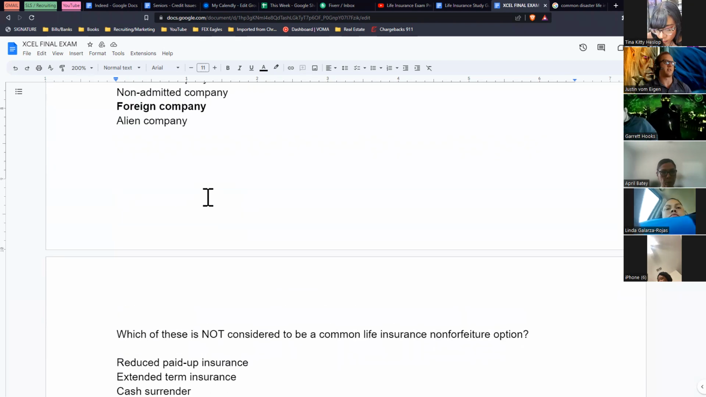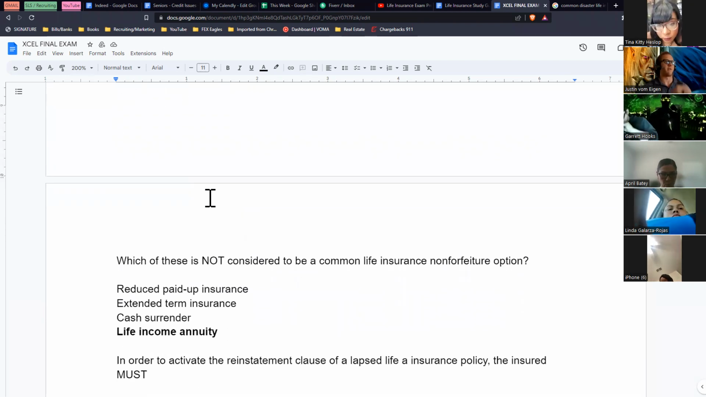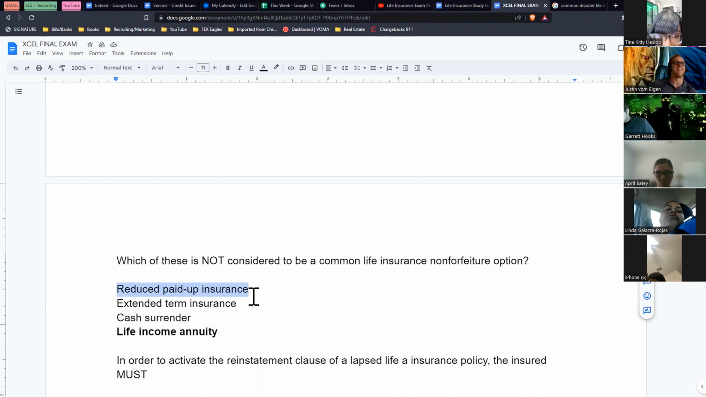Which of these is not considered a life insurance non-forfeiture option? Reduced paid up insurance, extended term insurance, cash surrender, or life income annuity. So reduced paid up insurance is just what we talked about, right? It's like, I've had $100,000 whole life for 25 years, and I'm going to have reduced paid up. Maybe you'll have a $30,000 plan or something like that you don't have to keep making payments on. An extended term insurance policy says you don't have to keep making payments. You'll have X amount of insurance for however many years and then it goes away.